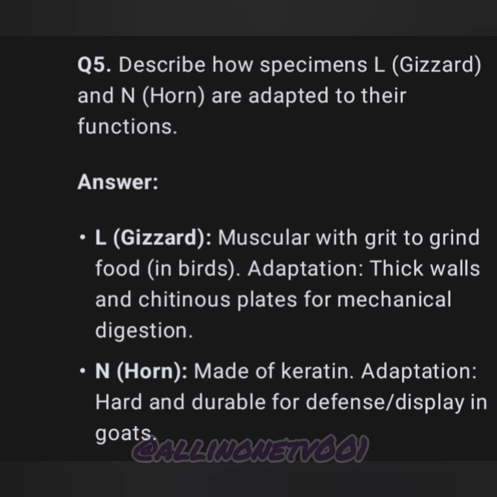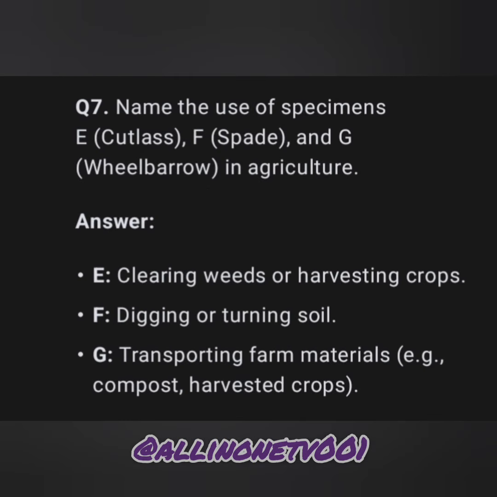Question 7. Name the use of specimen E, cutlass, F, spade, and G, wheelbarrow in agriculture. This can be one of the most popular possible questions. E, clearing weeds and harvesting crops. F, digging or turning soil. And then G, which is wheelbarrow, transporting farm materials, e.g. compost, harvested crops.